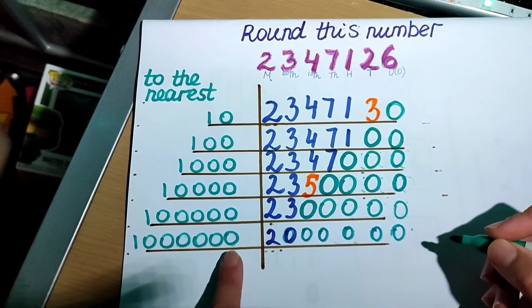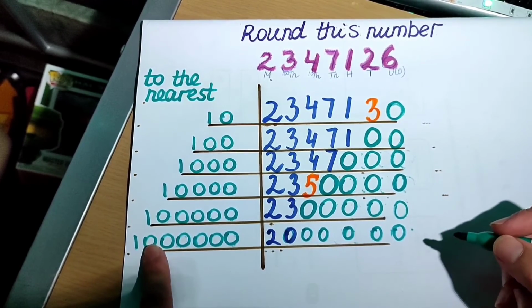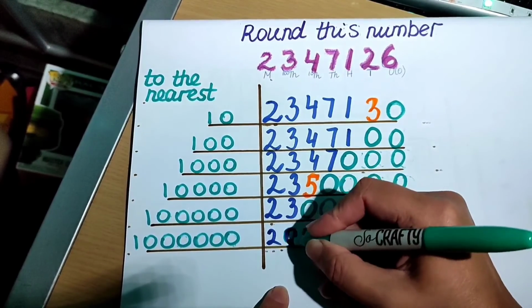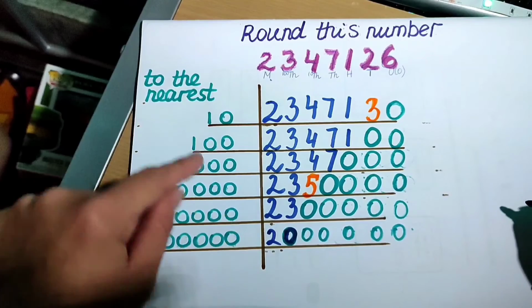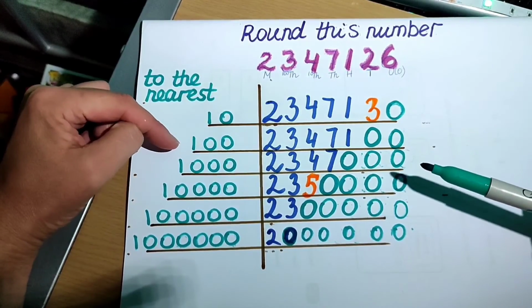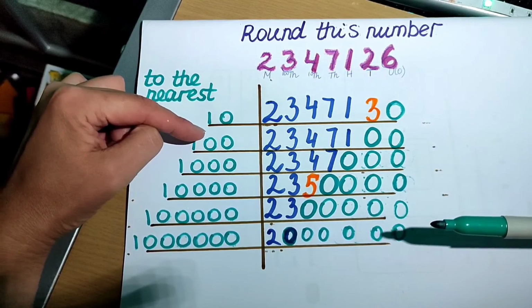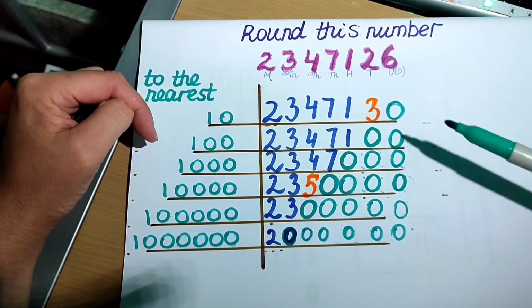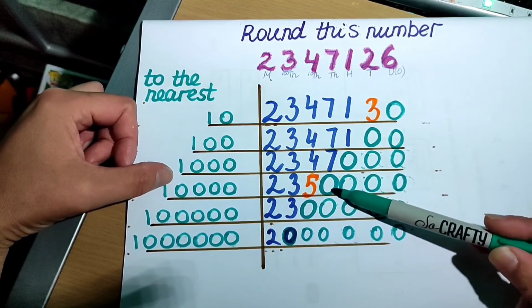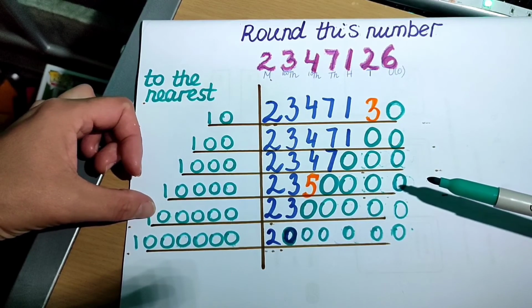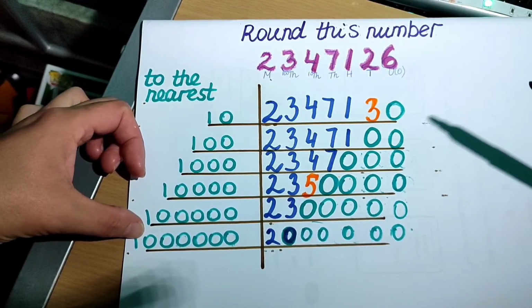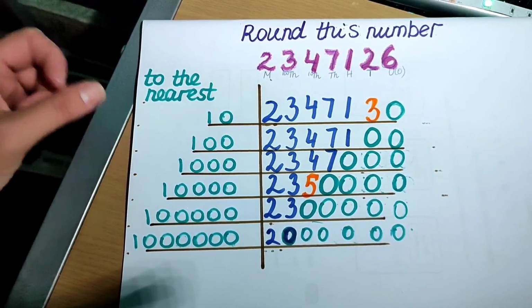And let's check. We've got 1, 2, 3, 4, 5, 6 zeros here. So your checking mechanism: if you're rounding to the nearest 10, you should have 1 zero at the end. If you're rounding the number to the nearest 100, you should have 2 zeros at the end. 1,000, 3 zeros. 10,000, 4 zeros. 100,000, 5 zeros, and 1,000,000, 6 zeros.